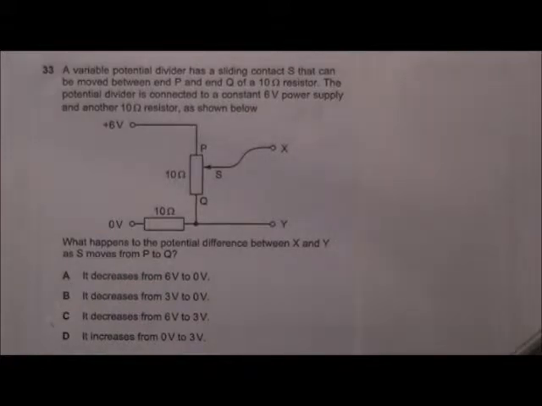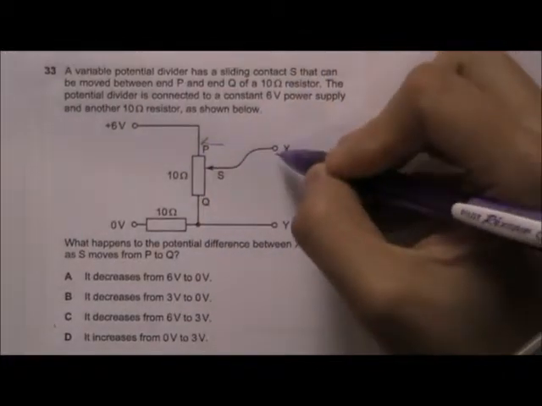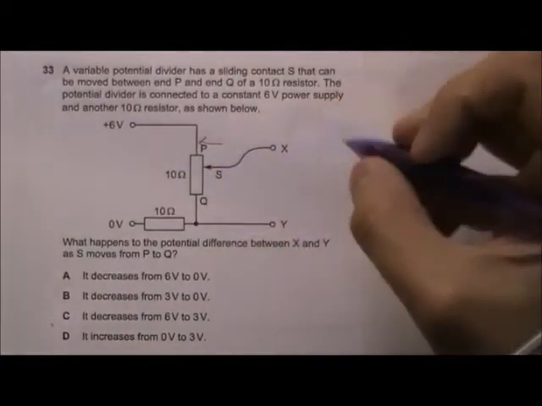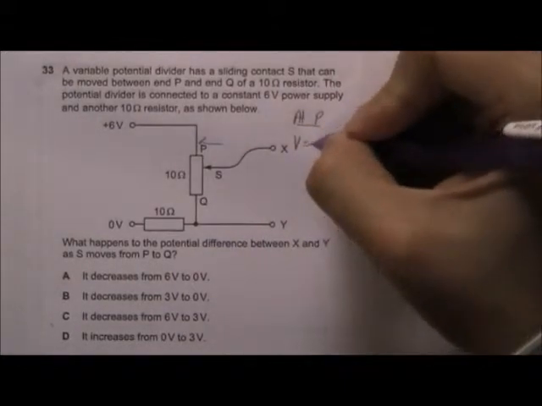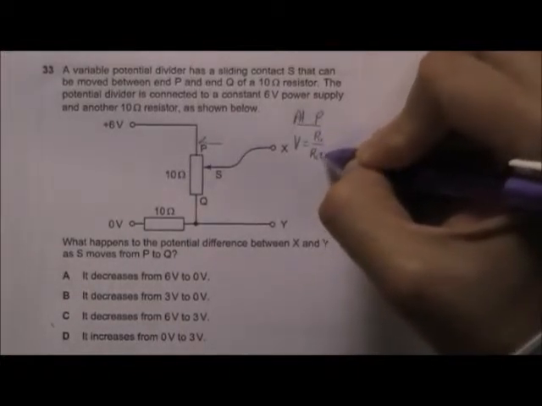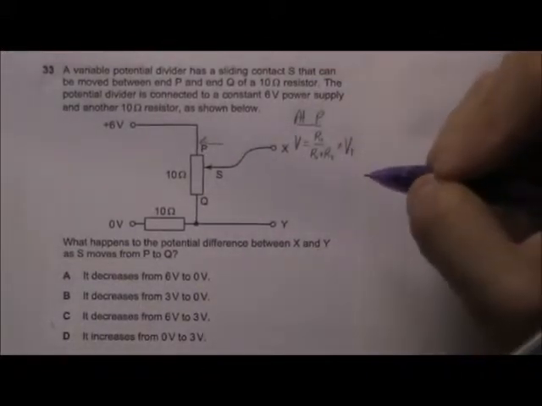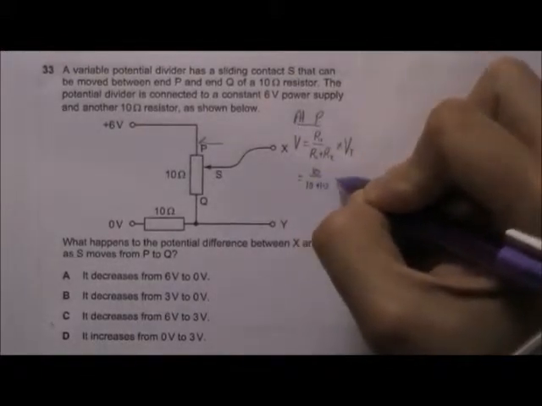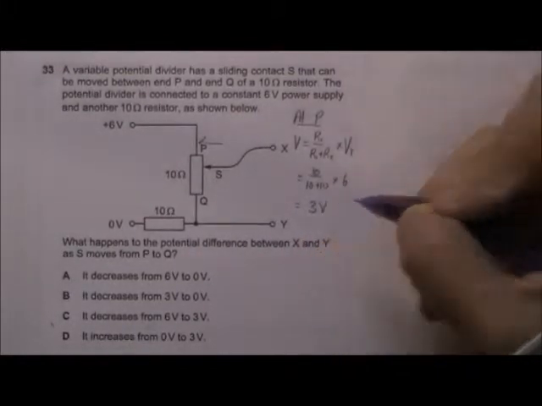This is a potential divider question. When the contact S is at P, the potential difference across X, Y is basically the potential difference across this 10 ohm resistor. So at P, the voltage recorded will be R1 over R1 plus R2 times V total. This is the potential divider method. So it will be 10 over the total resistance of 10 plus 10, times the total voltage of 6 volt. This will give us 3 volt.